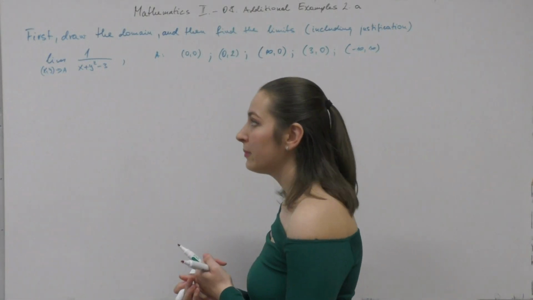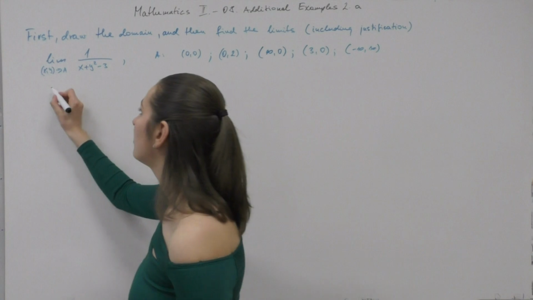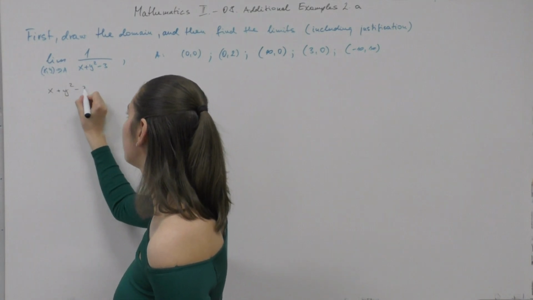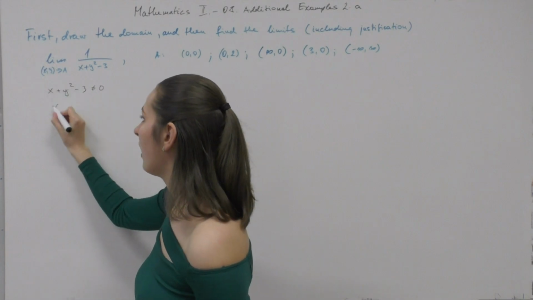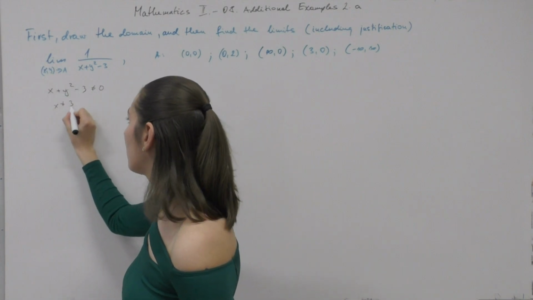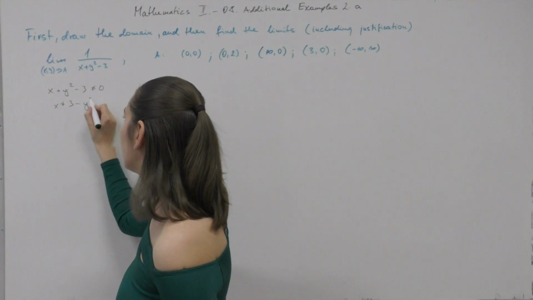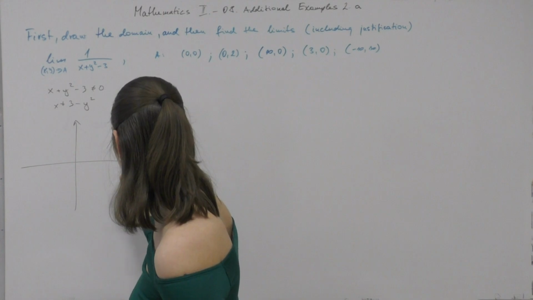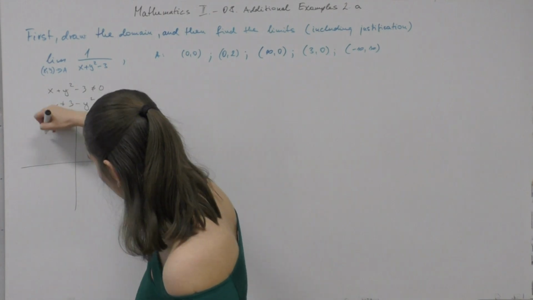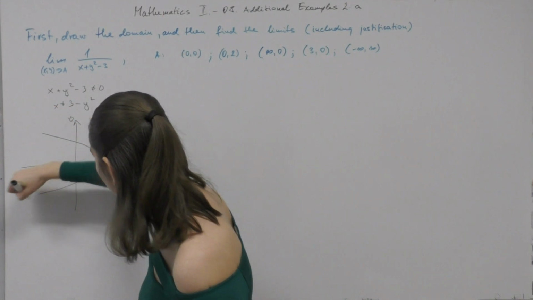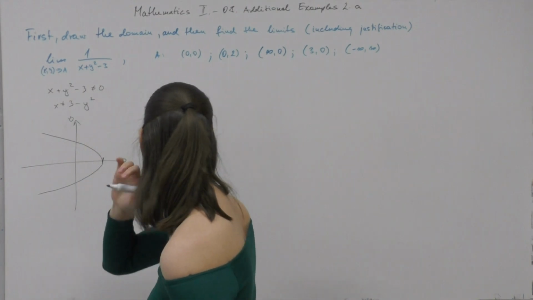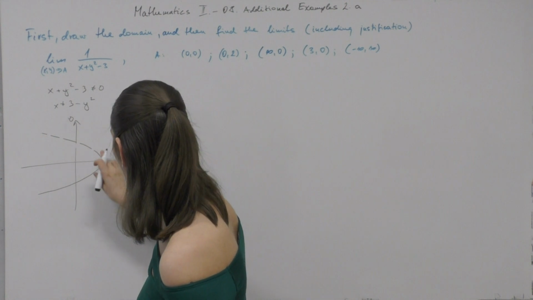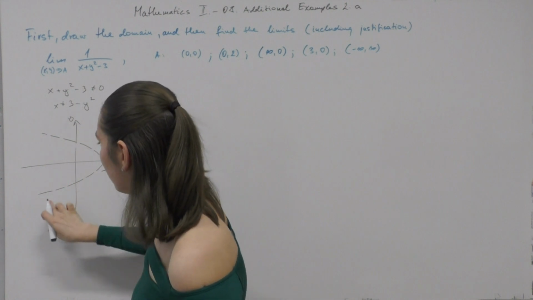First we have to draw the domain. We cannot divide by 0, so this one cannot be 0. So x cannot be 3 minus y squared. So the points on this curve aren't in the domain, but every other point is in the domain.